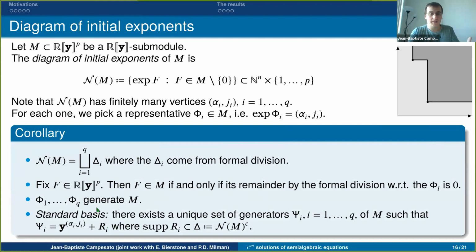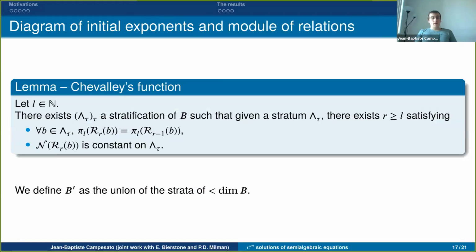So there is a set of generators which is unique if you add these extra assumptions. They are made from this exponent plus a few things which are in the complement of the diagram. Okay, so let me go back to the theorem, and to obtain this uniformity that was missing.